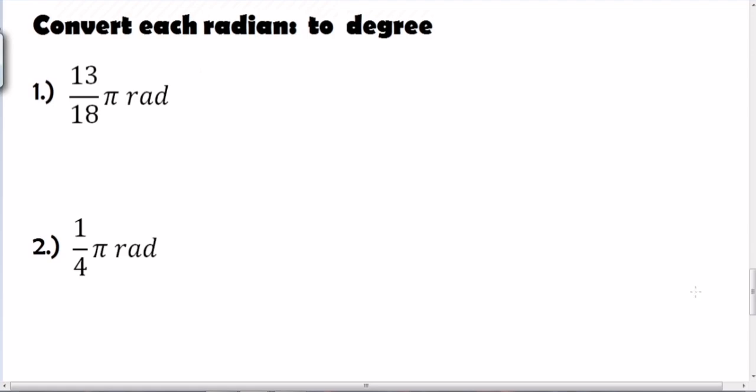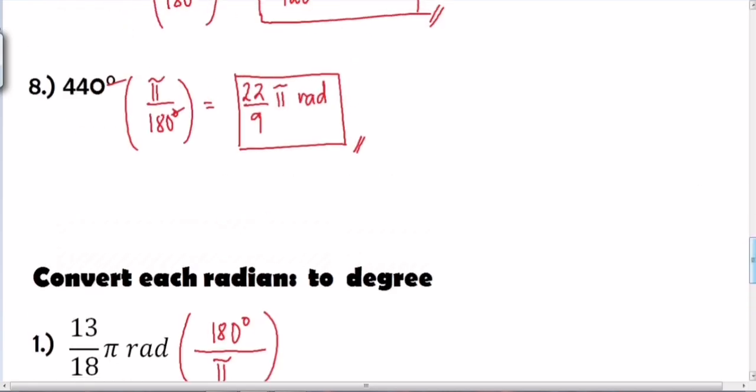Okay. Now, let's have naman, ito, convert radians to degree. So, paano kapag naka-radians siya at gagawin natin siyang degree? So, let us have the first example. 13 over 18 pi rad. So, kabaligtaran niya, guys. Since ang gusto nating makancel dito ay yung pi rad, ang gagawin natin ay lalagay natin siya sa ilalim, si pi. Ayan. So, ang magiging fraction na imumultiply natin is 180 degrees over pi.